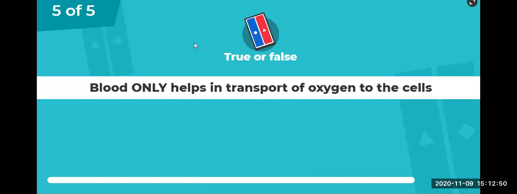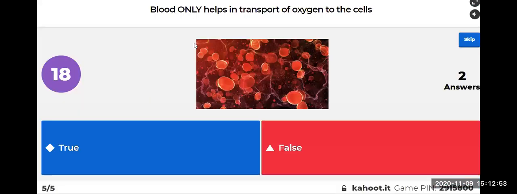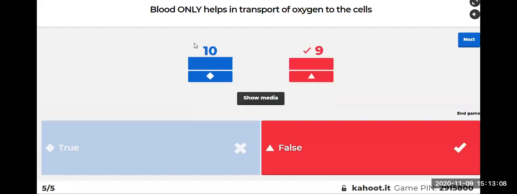Next. Last question, guys. Be very fast. Blood only helps in transport of oxygen to the cells. True or false? False. Yes, right? Because they have other work also. Blood is responsible for providing energy also, if you remember, and all the nutrients also. We have studied this in digestive system. So basically, they are the carriers of whatever is required in the body.